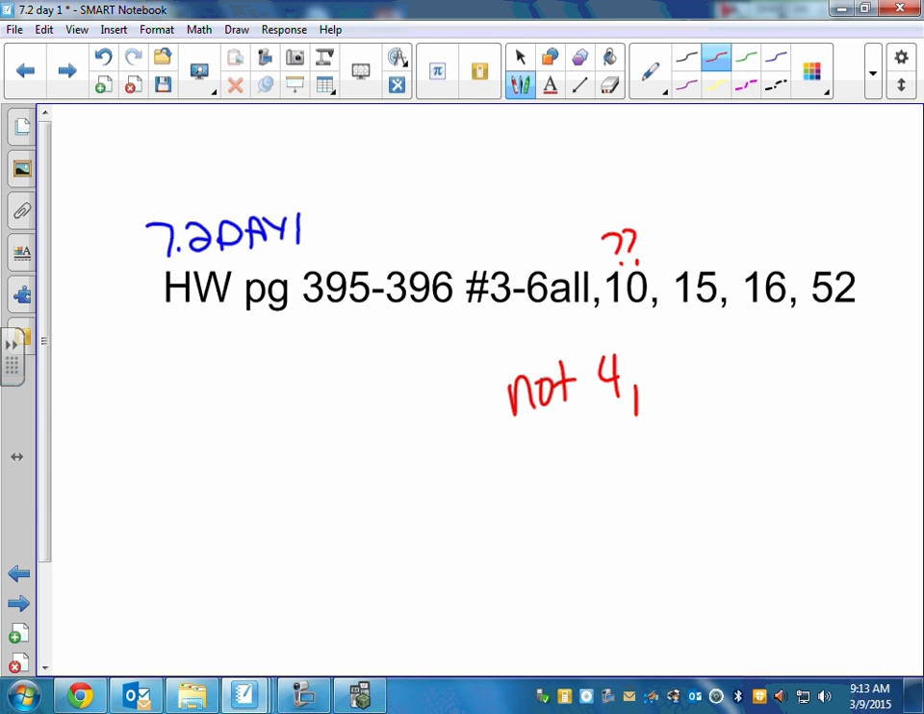I think you can do 16. I think you can do most of these, kids. Yeah, not 52. So you could throw 10 in there too, or you can try 10, all right? But the rest of those you should be able to do. Look at the graphs. Some of them they give you graphs. Try to check.